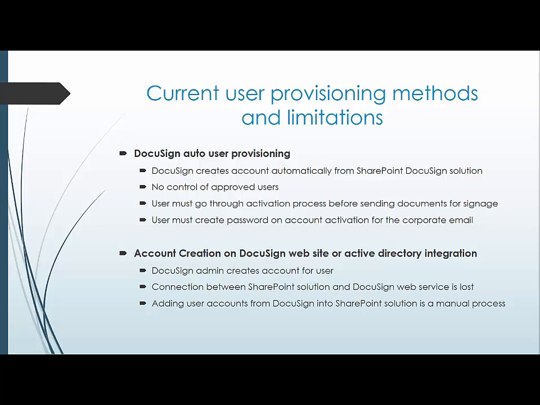When enabled, the solution auto-creates the user account in DocuSign and sends an activation email to the user. On activation, the user is prompted to enter a password for the account that is normally their corporate email account. After activation, the user is now able to send documents for signature. Where things can go wrong, and by wrong I mean not exactly as planned, is in the account creation.